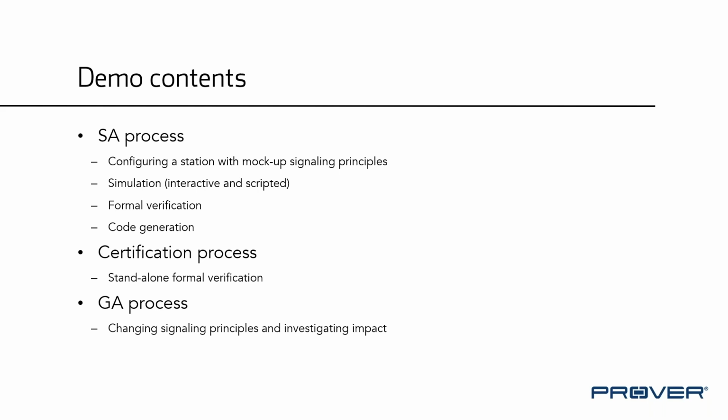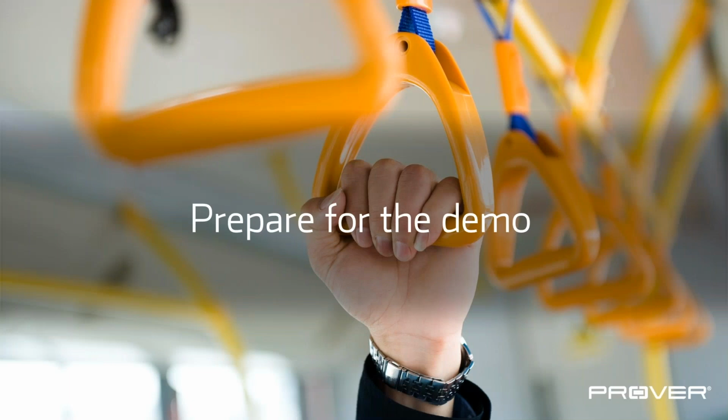Actually, in the real flow, the generic application process comes first, because you need a generic application in order to generate specific applications. But I find it more useful to start with a specific application process, so you get a better understanding of what we are aiming for. So prepare now for the demo.